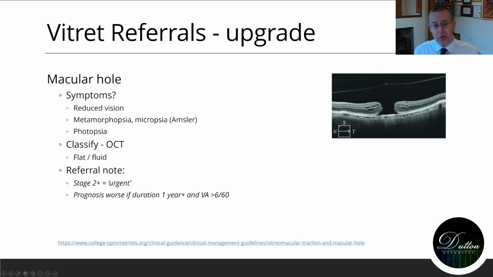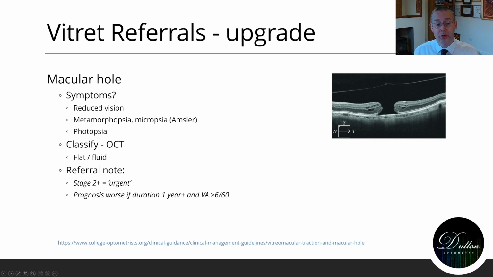You want to describe quite specific symptoms here. Have they noticed a reduction in vision themselves? Have they noticed any metamorphopsia or micropsia? And you can confirm that with an Amsler chart. Have they noticed any photopsia? It's really helpful to classify it, and that's going to be pretty tricky without an OCT.